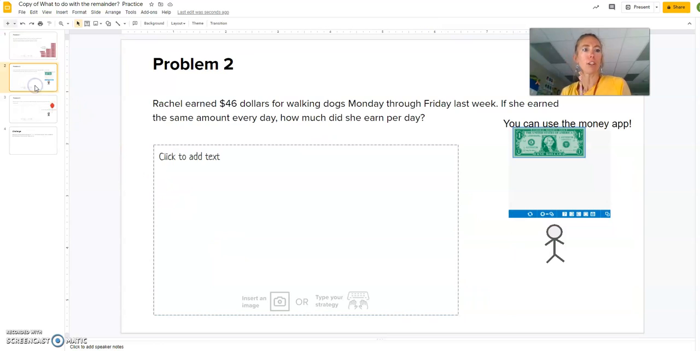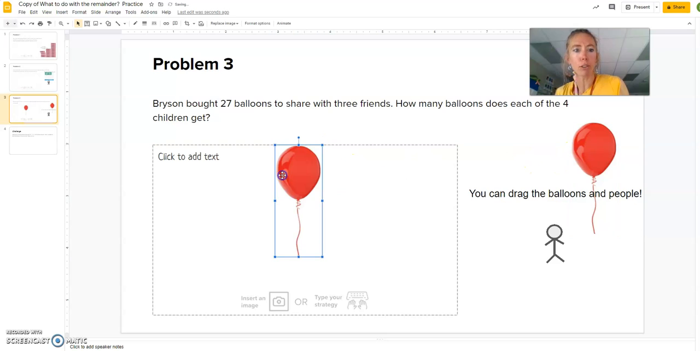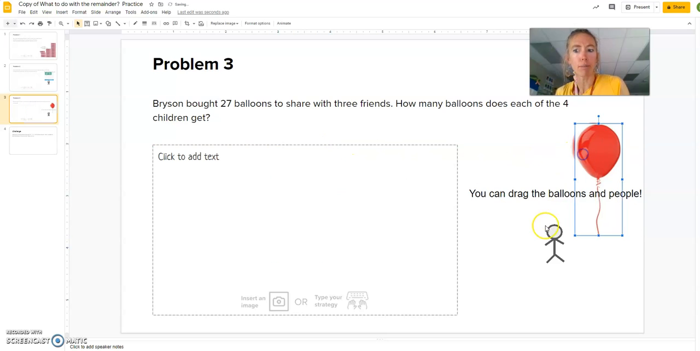Okay? Then there's one about money. So you can go forth and money it up. You can use the Money app. Take a screenshot, load it in here to show what you did. Okay? And then there's one about balloons. And you can literally drag balloons over here. Yep. And people to help you out.